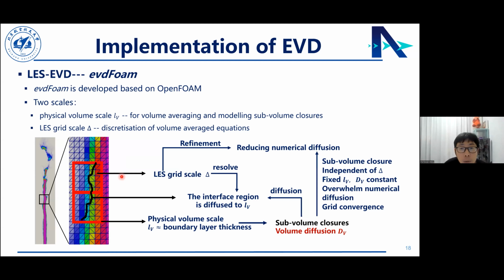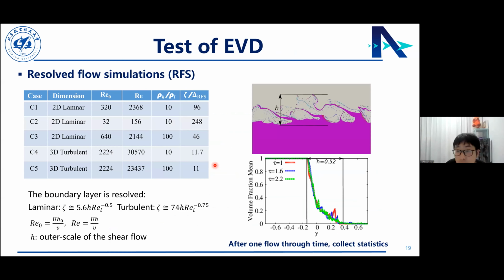Then we give the test of the EVD. We give canonical shear layer cases, 5 cases for laminar and turbulent flows. We define a laminar and turbulent boundary layer thickness, and an outer scale of the shear flow. This is a very classical shear layer configuration, and these two are in the same condition as the Aero-Hawkes shear layer case.